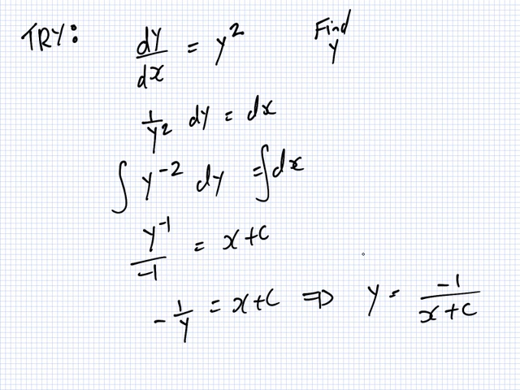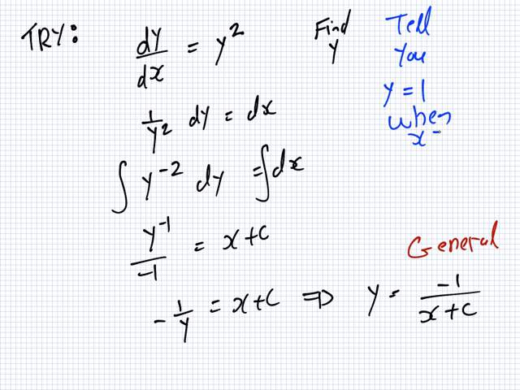And by the way, I didn't tell you this, but before I get to c, this answer is called the general solution, the general answer. Now let's try and get the actual particular answer. Let me say I tell you, I don't know, y equals 1 when x equals 0. It's kind of the same as the last one.